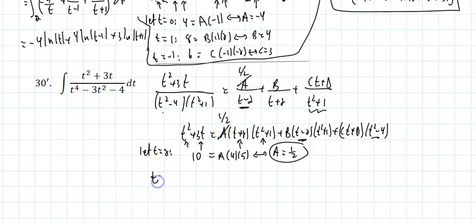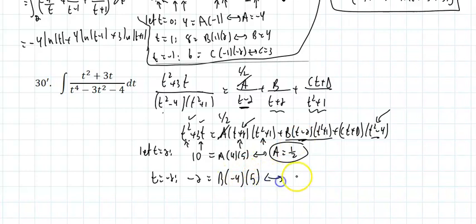If I let t equal a -2, I'll be looking at 4 minus 6, that's a -2. A -2 there, that's a 0. A -2 there, that's a 0. This is the only piece that will remain. That will be B times -2 minus 2 is -4 times 5, which indicates B equals a positive 1/10.